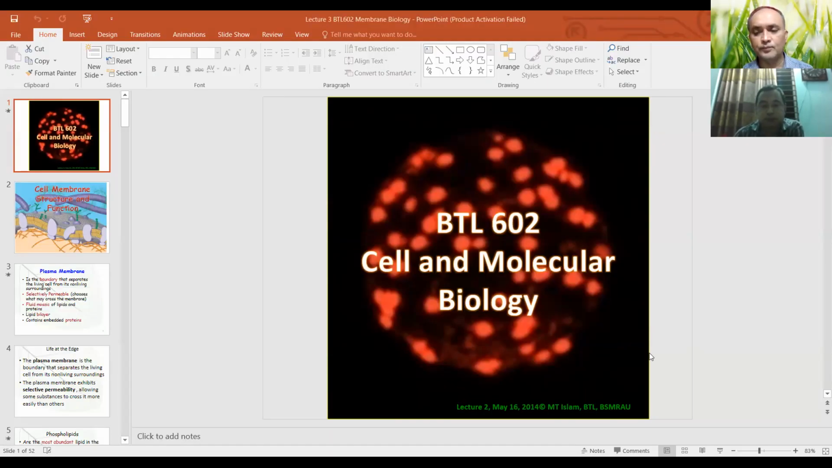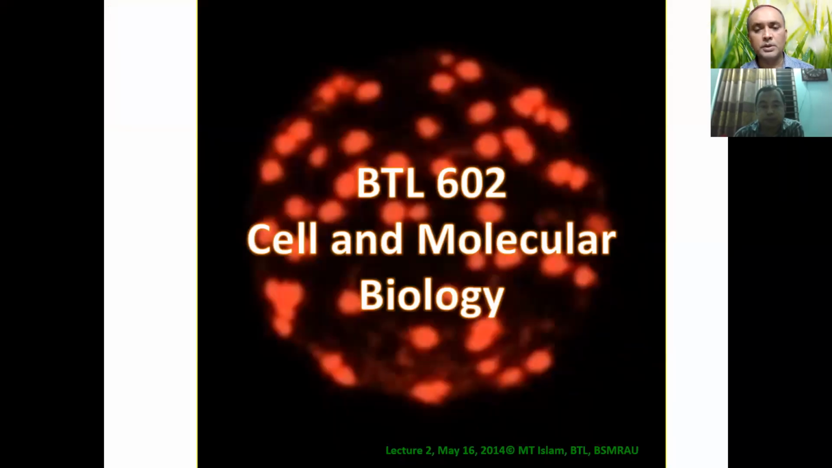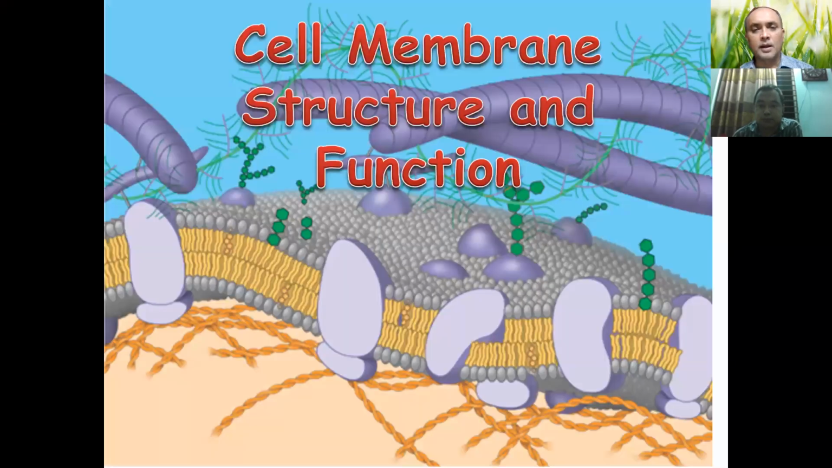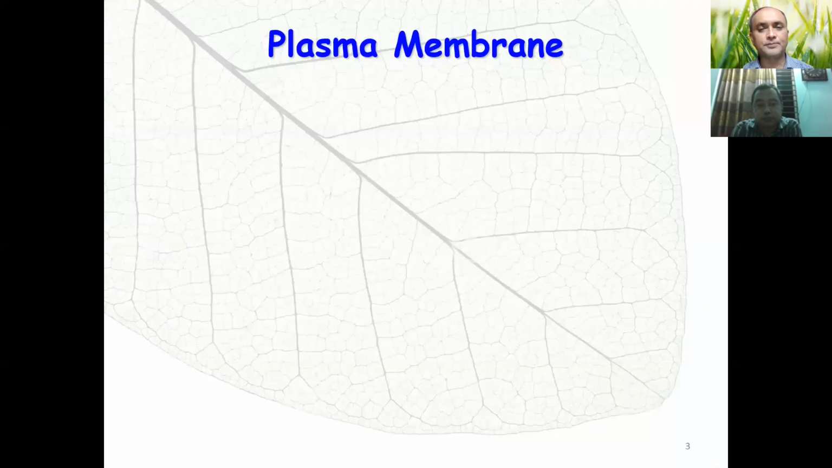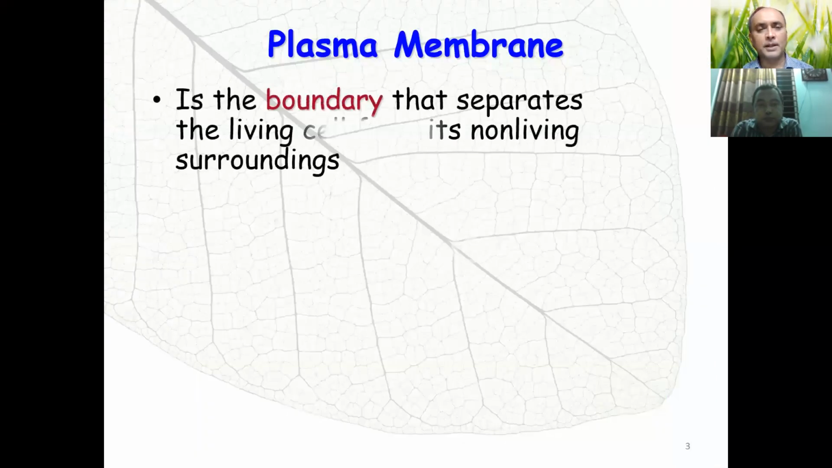Plasma membrane is an important and essential component of the cell. That means the cell has a well-structured membranous envelope. So cell membrane structure and functions are very critical for understanding cell biology or molecular biology. The plasma membrane is the boundary that separates the living cell from its non-living surroundings.